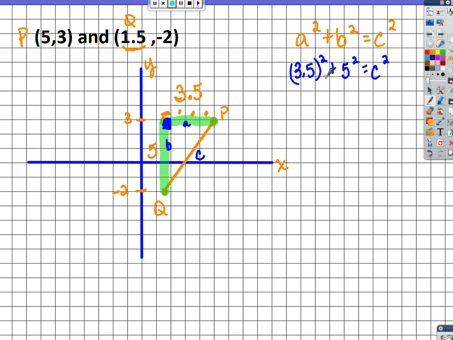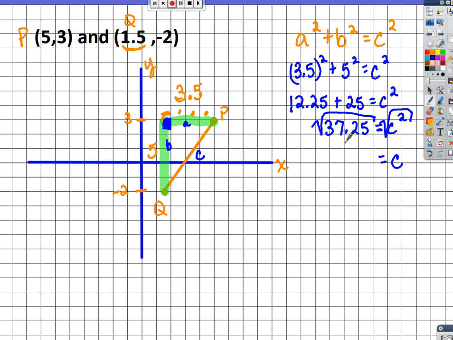You could do it multiple ways. So 3.5 times 3.5, or 3.5 squared, gives me 12.25 plus 25 equals c squared. I can type that into my calculator and I'll get that 37.25 is equal to c squared. And the opposite of a square is a square root. So I will square root both sides to undo this math. So c is equal to the square root of 37.25, and you can leave it like that.